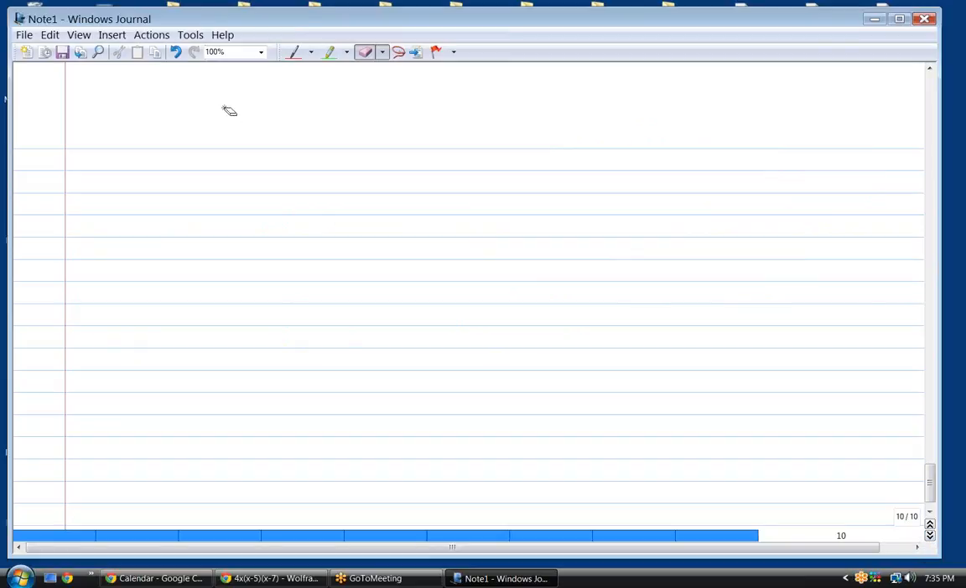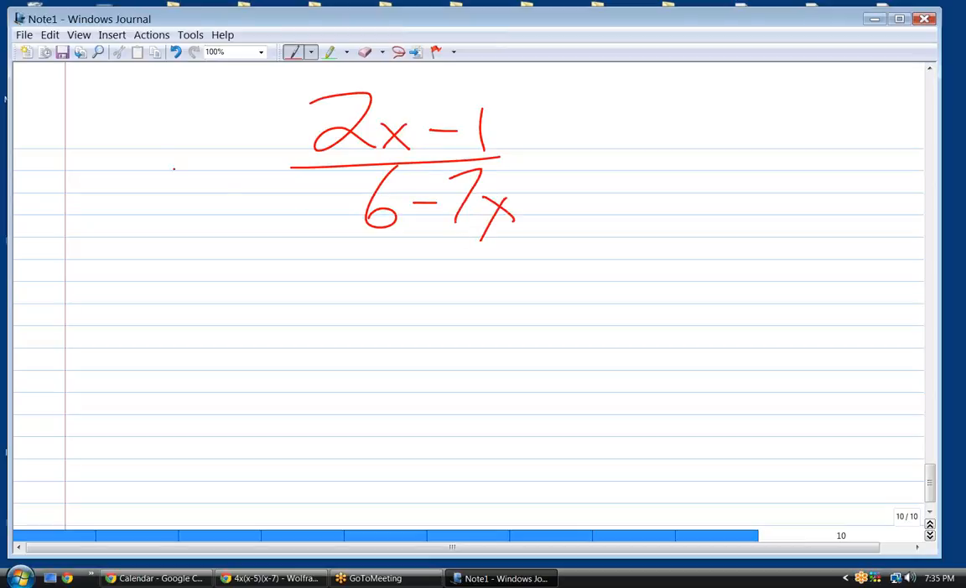Okay. So find f inverse of x if f of x equals 2x minus 1 over 6 minus 7x. Over 6 minus what? 7x. Like that? Yeah. How do you figure inverses?